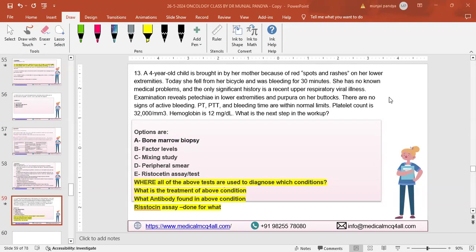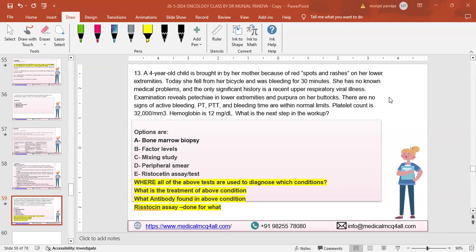In case of ITP, if you suspect a patient as ITP on clinical grounds, you do CBC, and after CBC, what will you do next? CBC you have done: hemoglobin 12, WBC is normal, and platelet is 32,000. PT, APTT normal, bleeding time normal. So what next do you want to do? Yes, Dr. Iram. Sir, I would like to do a peripheral smear.